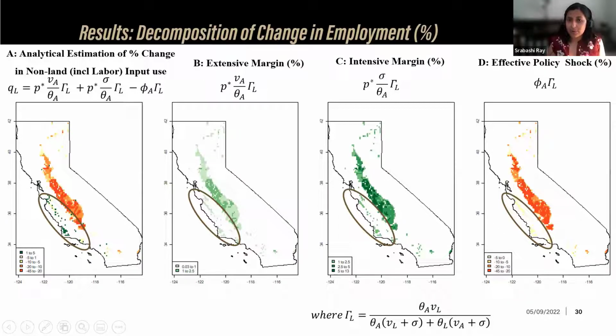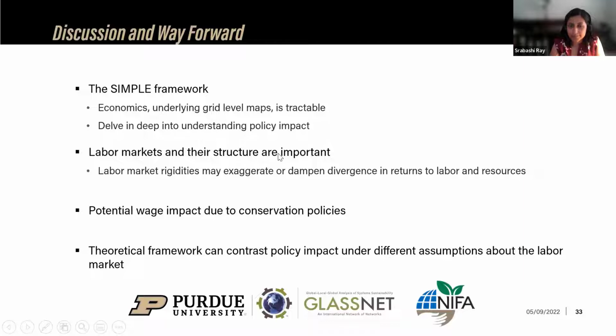So VL is an important parameter that goes into how much the extensive margin response would be, how much the intensive margin response would be, and whether it is able to offset the conservation policy shock. So all this is essentially to drive home the point that VL is an important parameter that is overlooked, but in this work we are trying to model it more explicitly.